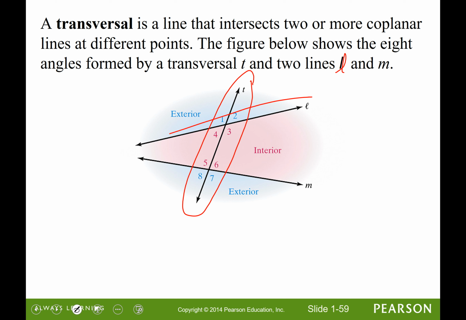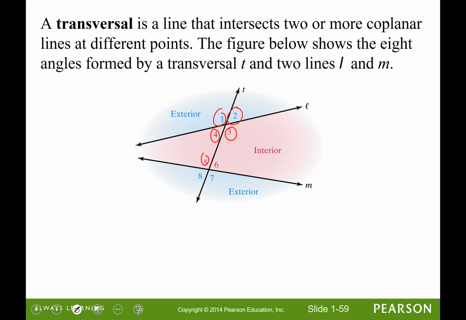And the figure below shows the 8 angles formed by transversal T, so that one's the transversal, and the 2 lines L and M. So whenever you have 2 lines cut by a transversal, there will be 8 angles that are formed. And we're going to talk about these 8 angles a lot, so get used to them. They are here. These 2 are on the exterior, and these 2 are on the interior of L and M.